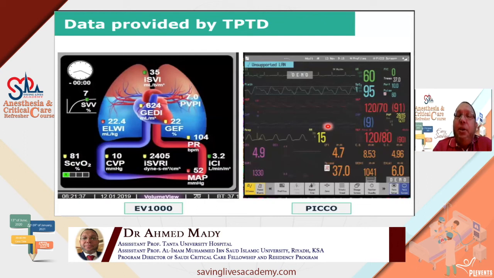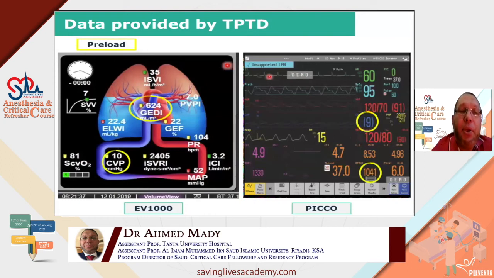think systematically. What parameter on this screen gives you a clue about the preload? Just take a look. If you look here, we have global end-diastolic index, which is the amount of blood in the four chambers at the end of diastole, as well as CVP. The same on the other monitor, we have the global end-diastolic volume as well as the CVP. Plus, of course, the responsiveness we have here, stroke volume variation or pulse pressure variation. So this is the preload as well as the responsiveness.